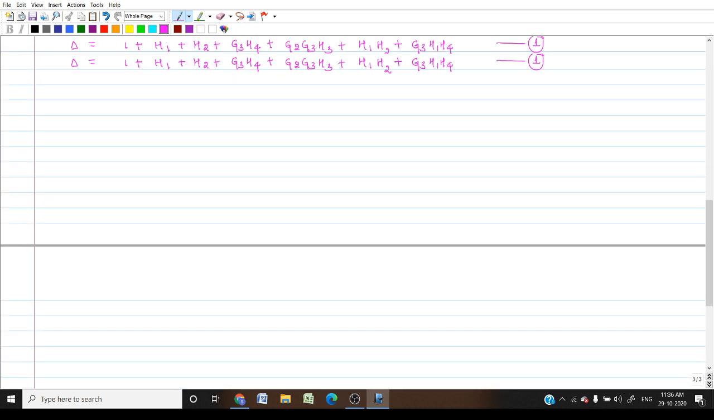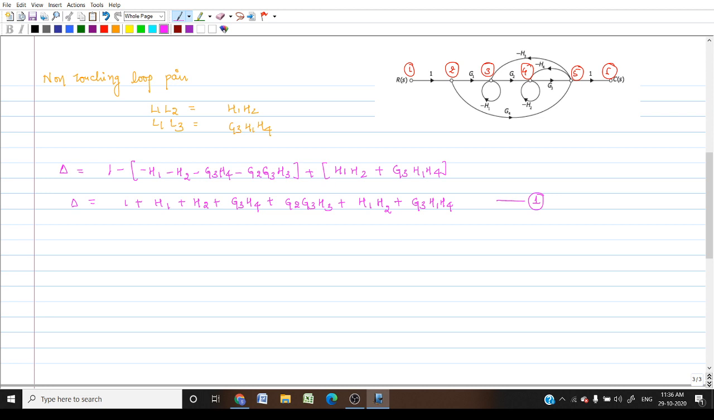So with that we have written delta. This becomes the first part. The next part is to write delta 1. So for delta 1, if we remove the forward path 1, that is 1, 2, 3, 4, 5, 6, then we can see that the entire signal flow graph becomes empty. So delta 1 will be 1.